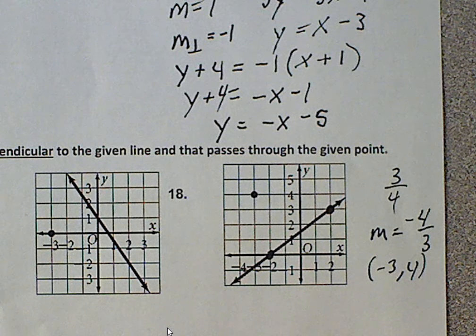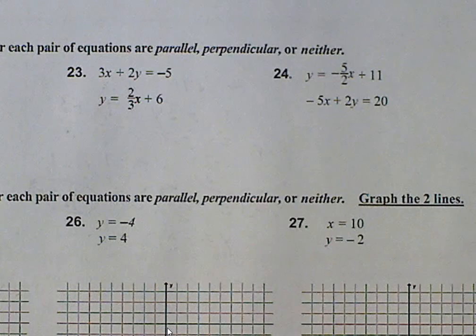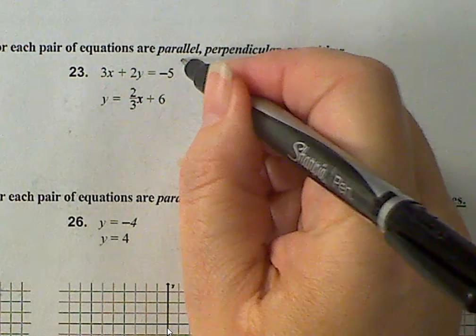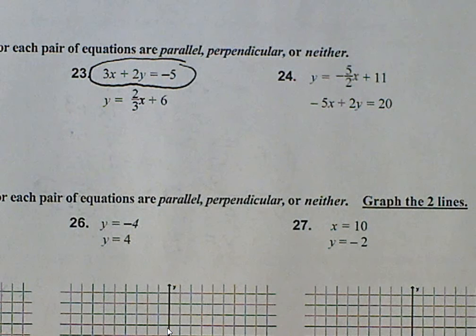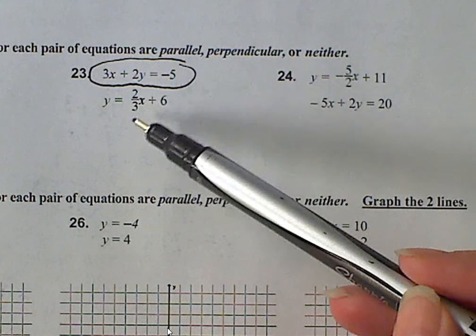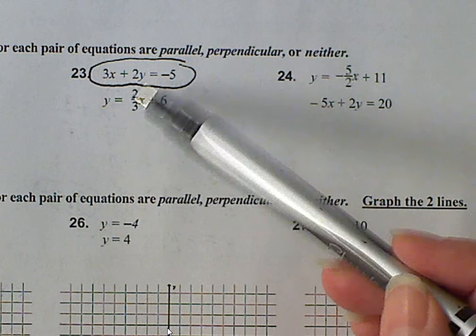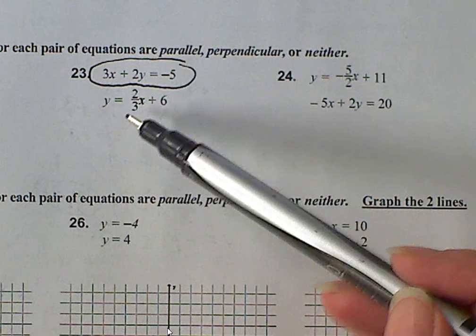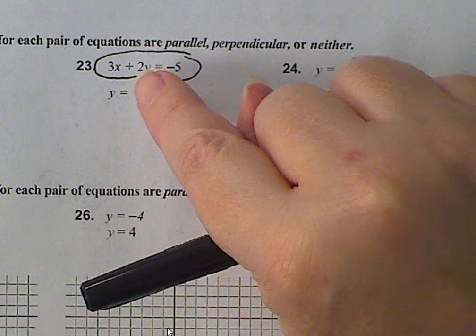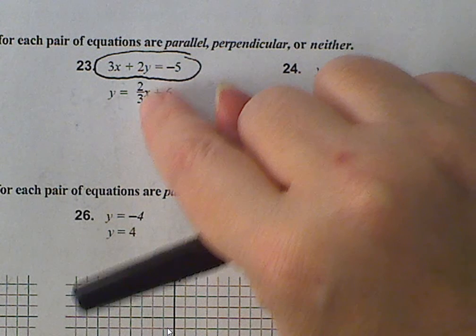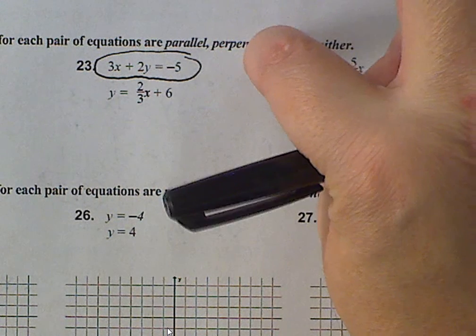All right. 23. You have to find the slope of this. To find the slope of this, what do you have to do? You have to put it in the y equals mx plus b. You have here 2/3 is the slope of this one. If this is 2/3, then it's parallel. If the top one is a negative 3/2, then it would be perpendicular. If it's not parallel, not perpendicular, it's neither.